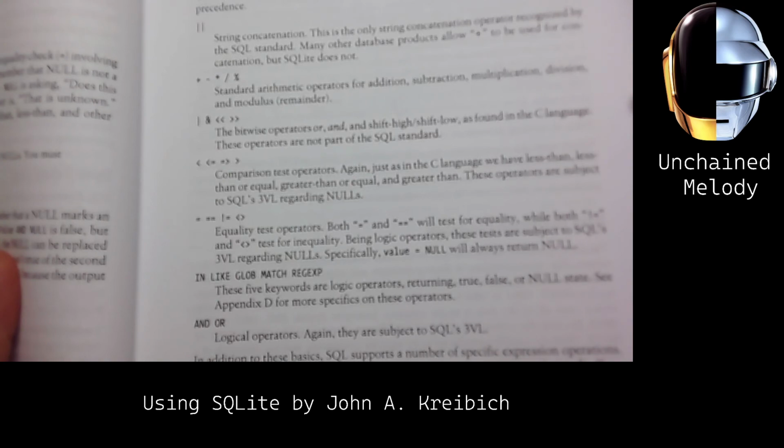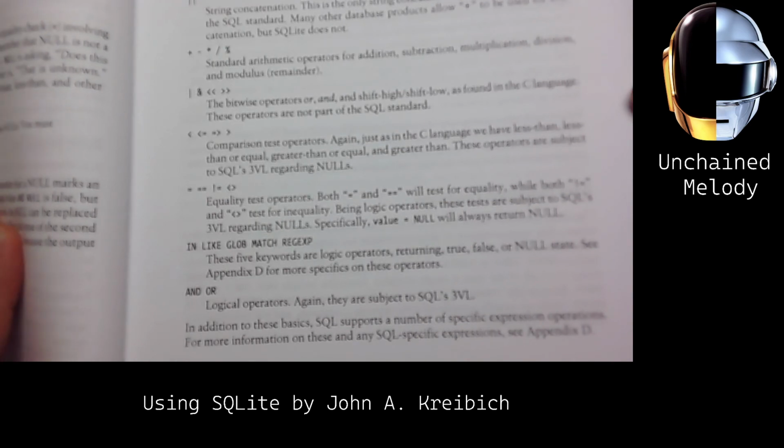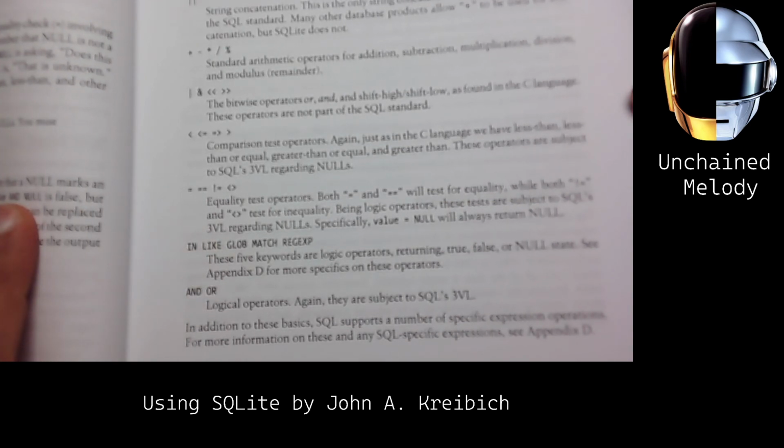Comparison test operators, again just as in the C language, are less than, less than or equal, greater than, and greater than or equal. These operators are subject to SQL's 3VL regarding nulls. Equality test operators, both equals and double equals, will test for equality, while both not equals forms, the exclamation-equals and the angle brackets, test for inequality. Being logic operators, these tests are subject to SQL's 3VL regarding nulls.